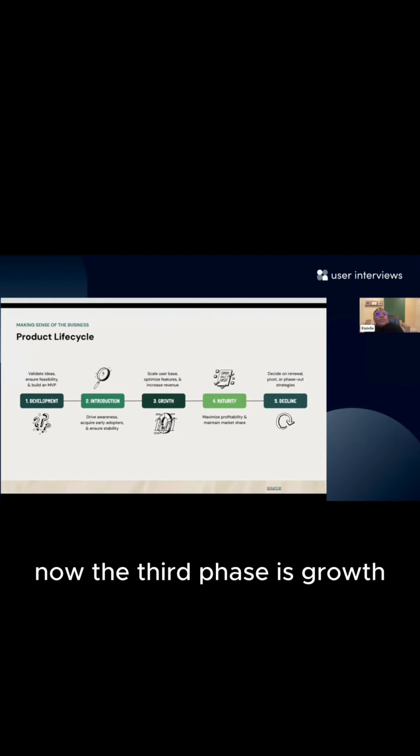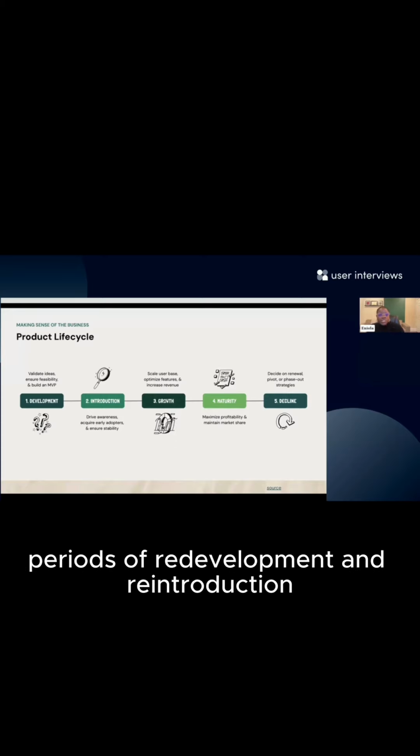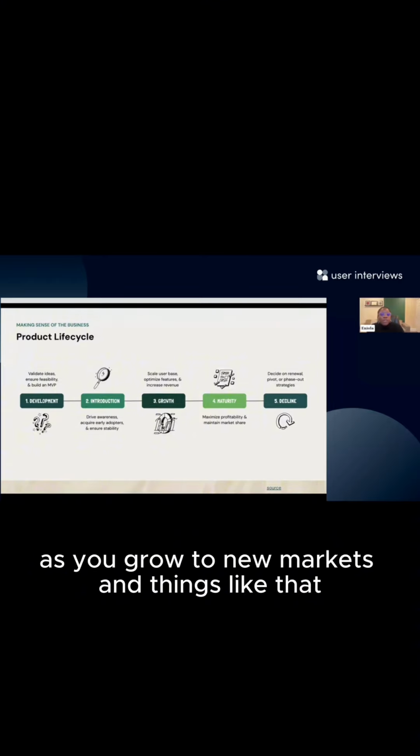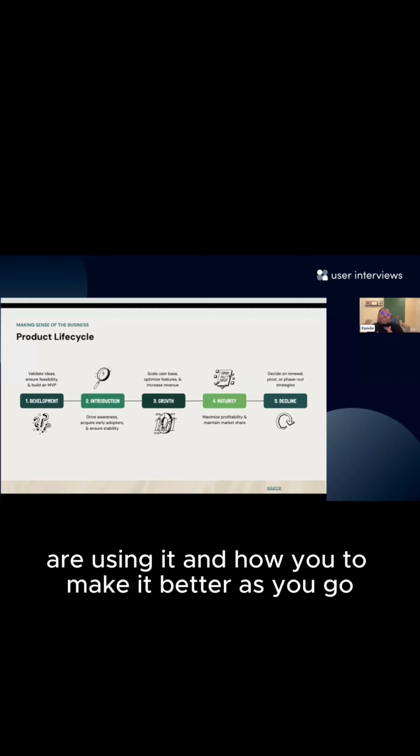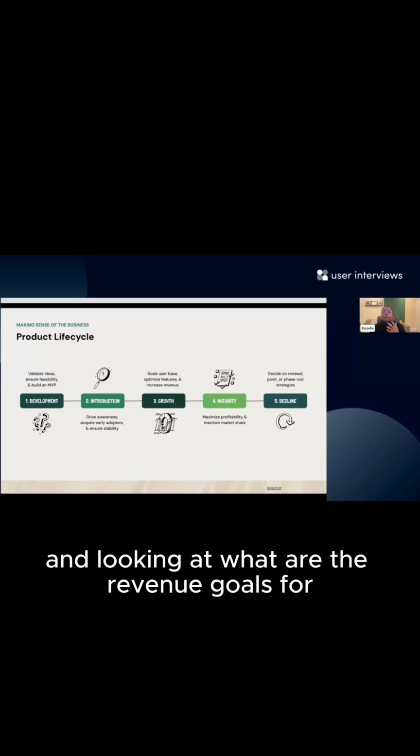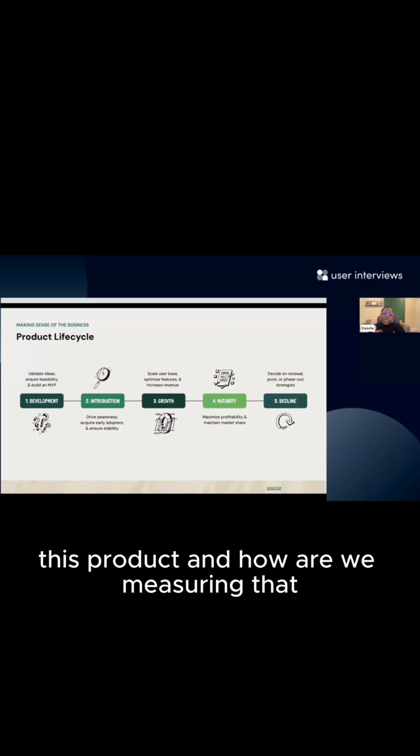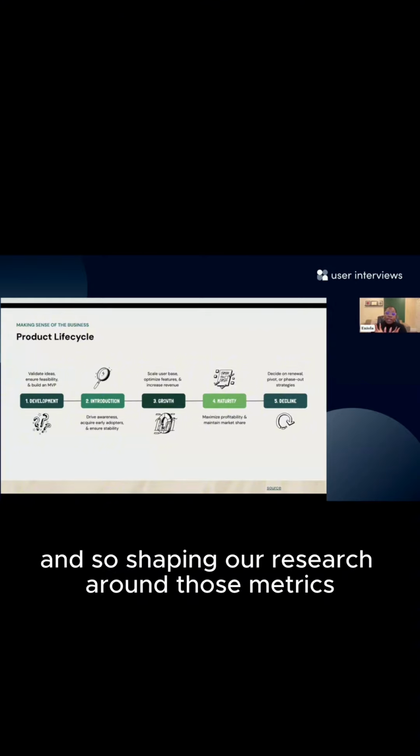Now, the third phase is growth, and growth is really interesting because throughout the growth process, you're also going to have periods of redevelopment and reintroduction as you grow to new markets and things like that. And so this research sometimes looks like creating longitudinal feedback loops for the product to understand how new people are using it and how to make it better as you go. Sometimes it's getting really deep into opportunity sizing and looking at what the revenue goals for this product are and how we are measuring that the product is doing well and how we can make it even better. And so shaping our research around those metrics.